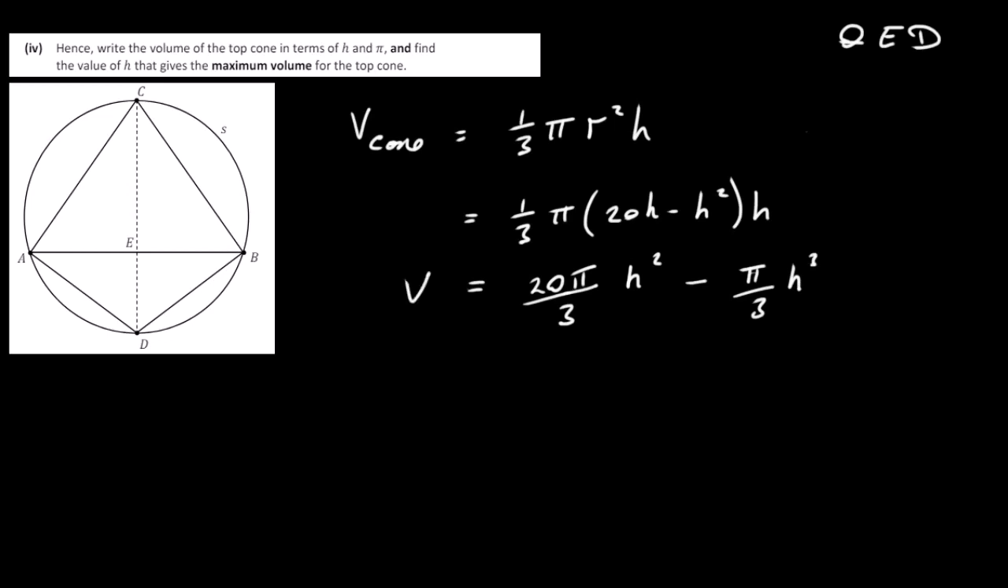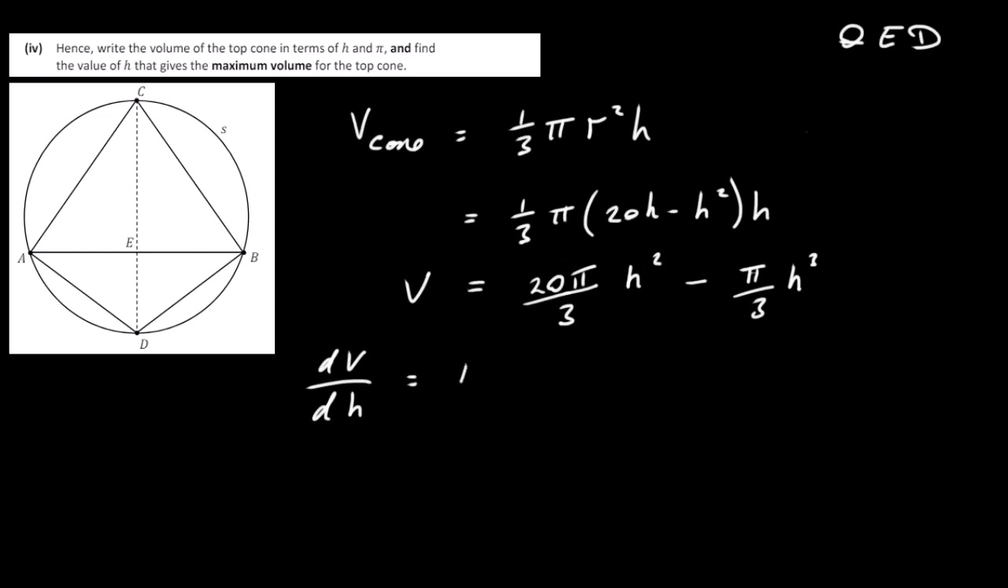The next part, we've got to find the value of h that gives the maximum volume for the top cone. So in other words, we've got to differentiate and let our derivative equal 0. So it's going to be dV/dh. We're differentiating V with respect to h, so we take the power, bring it down, multiply, and then reduce the power by 1.